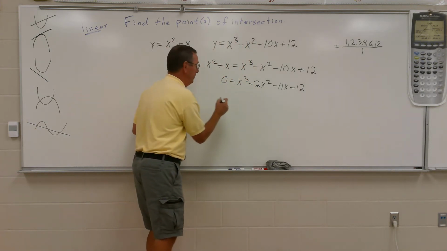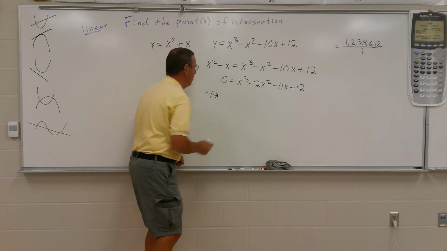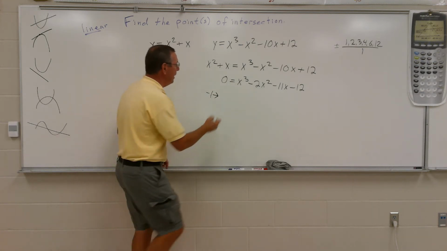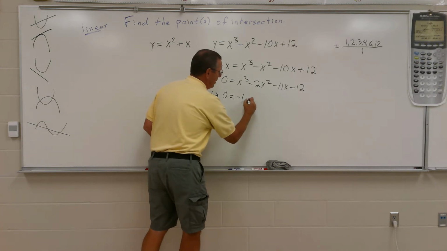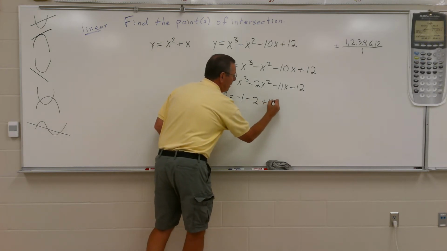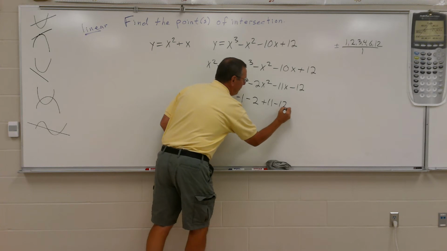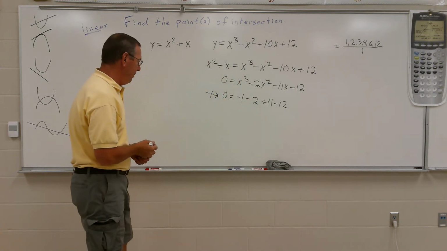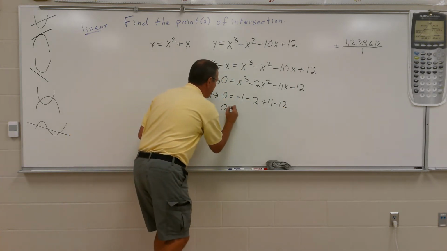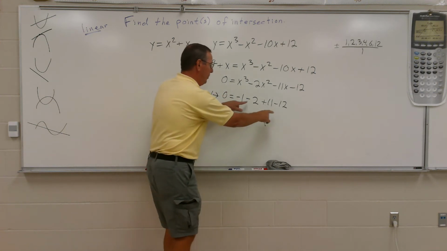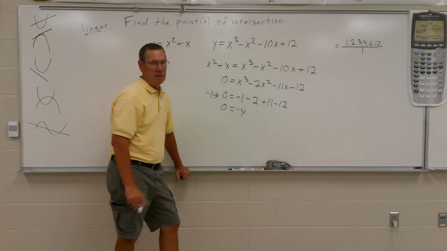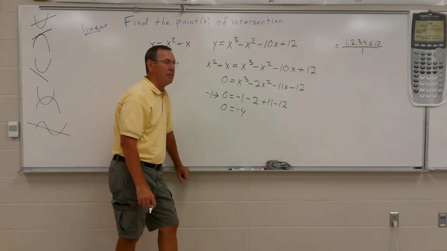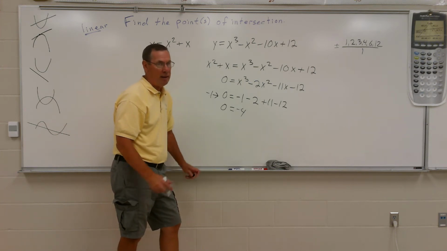I'm just guessing. Your notation should look like this. I'm putting a -1 in for all those x's. I'll get -1, -2, +11, and -12, and I will come up with 0 equaling -4. 0 does not equal -4, so -1 is not a good answer. I'm a bad guesser.